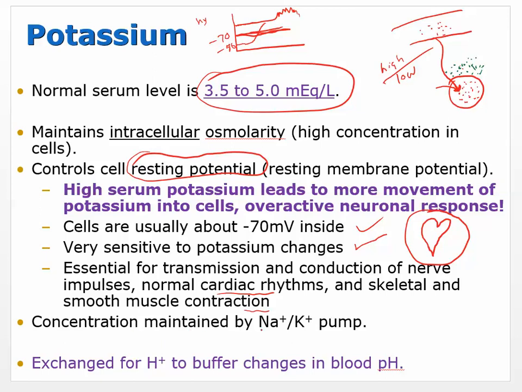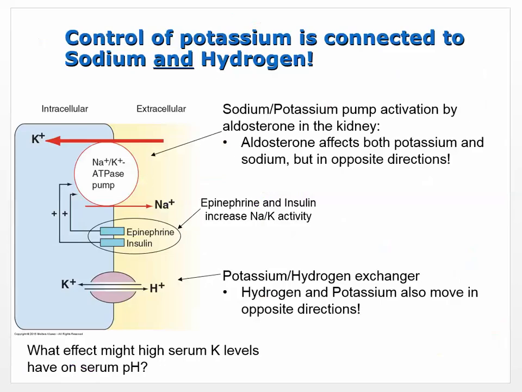So concentration maintained by the sodium-potassium pump in general, and there's also a direct relationship between potassium and pH because when potassium levels are high, what happens is potassium will move into the cells, and then it'll boot out the hydrogen, and it can go the other way. When your pH is low, it'll kick the hydrogen out. So they're constantly kind of, I don't know, fighting for turf in there.